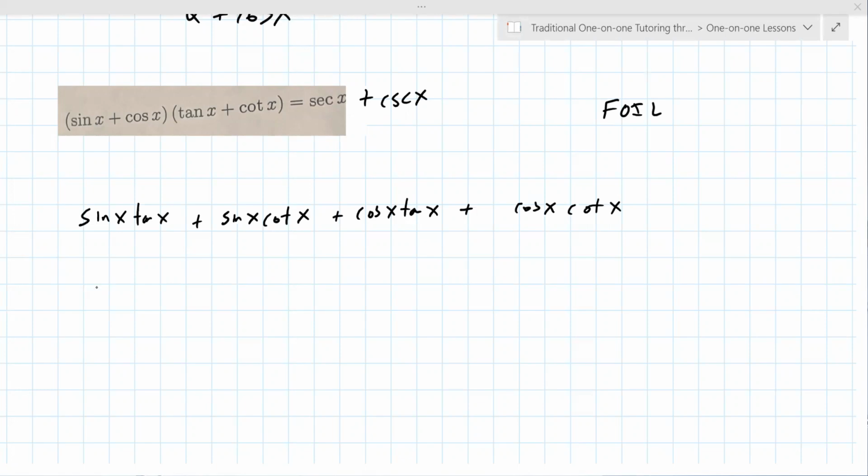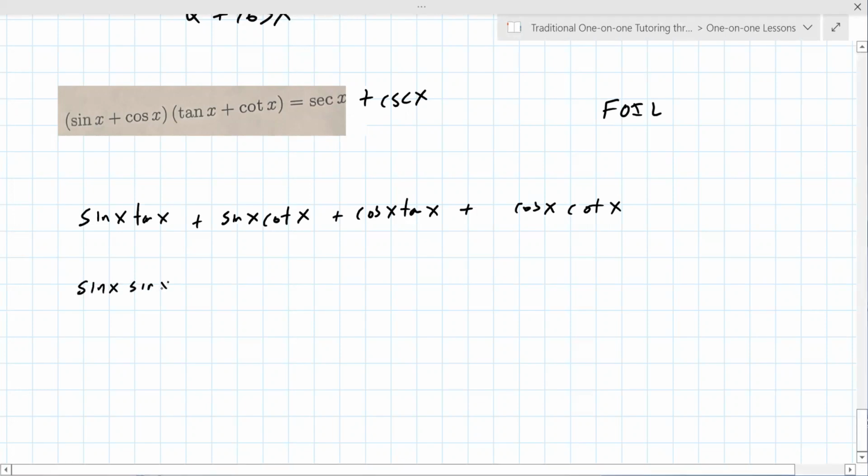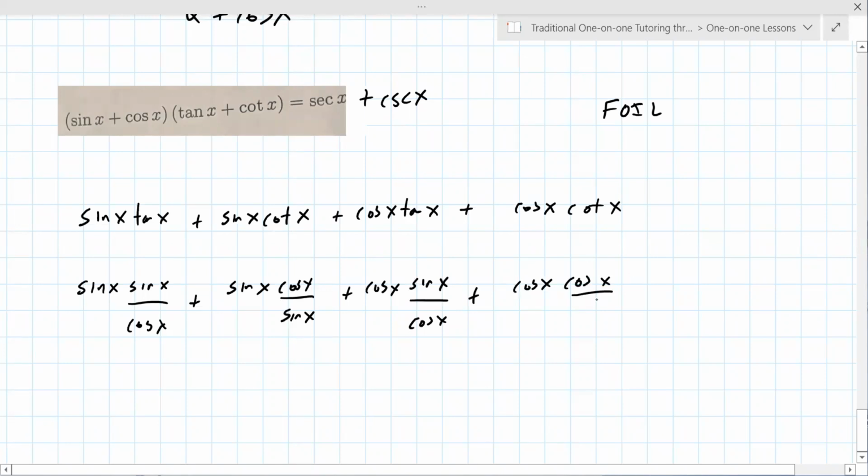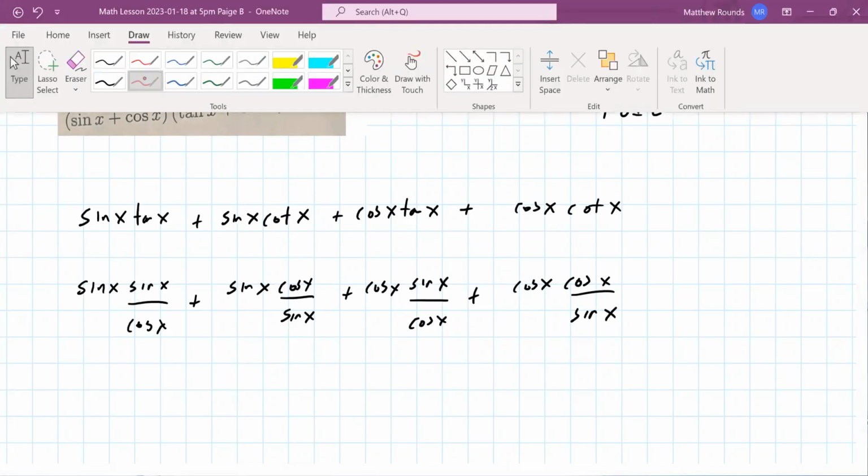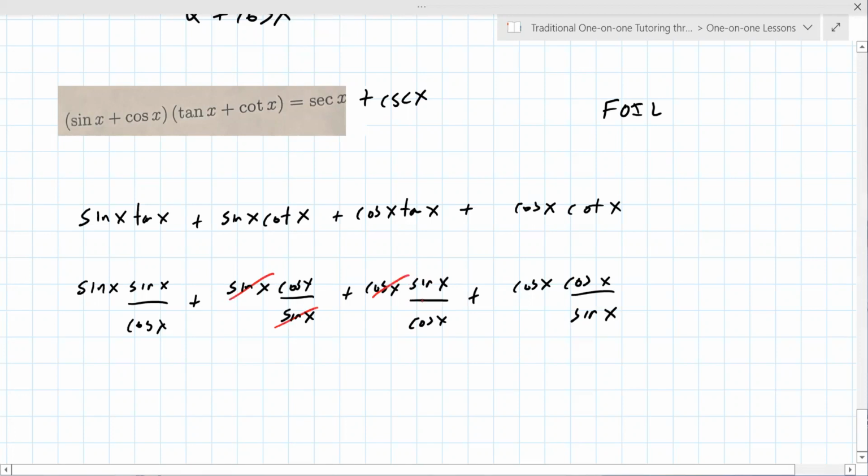Then you'd write everything in terms of sine and cosine. So sine x over cosine x times sine x cosine x over sine x cosine x, plus sine x over cosine x, plus cosine x cosine x over sine x. And this does help because you eliminate a few things that maybe you wouldn't have seen. The sines cancel, cosines cancel.